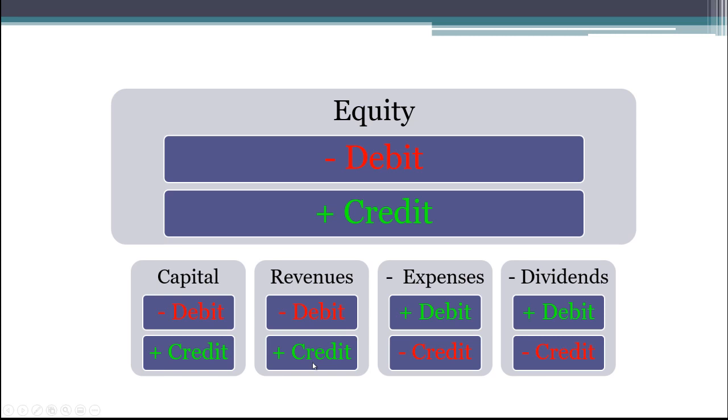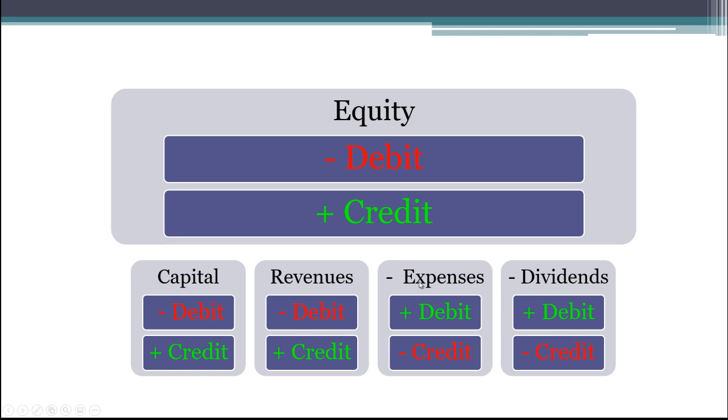Revenues, it's the exact same. When you increase a revenue, you increase net income, which increases retained earnings, which increases equity. So revenues increase equity, so they're going to have the same normal balance rule. A credit to revenue also ends up increasing equity. But then we look at the last two.